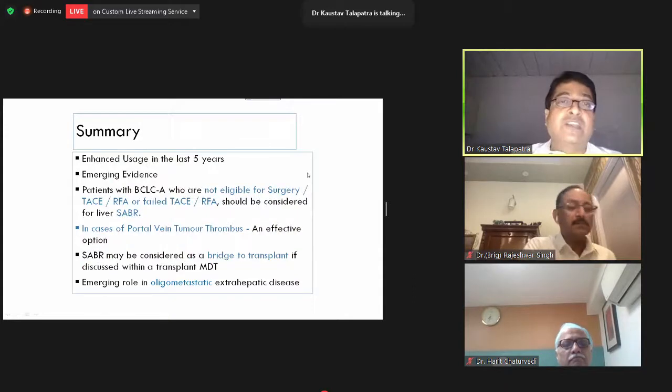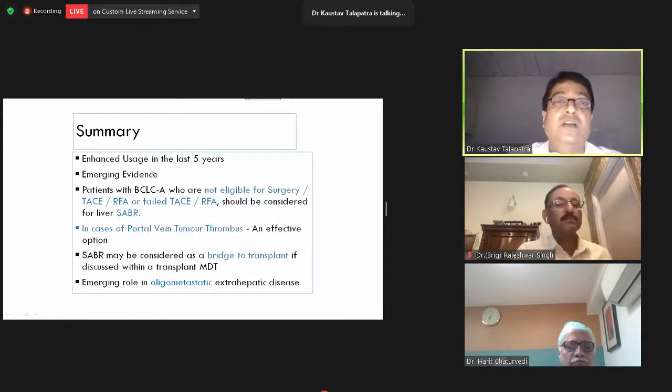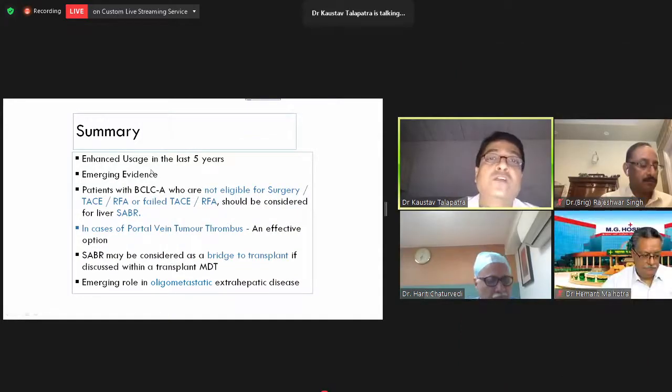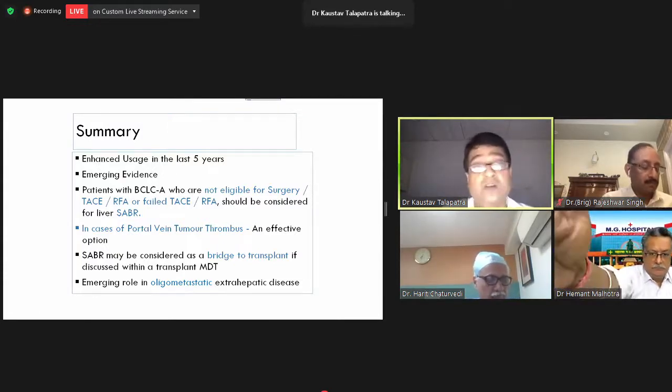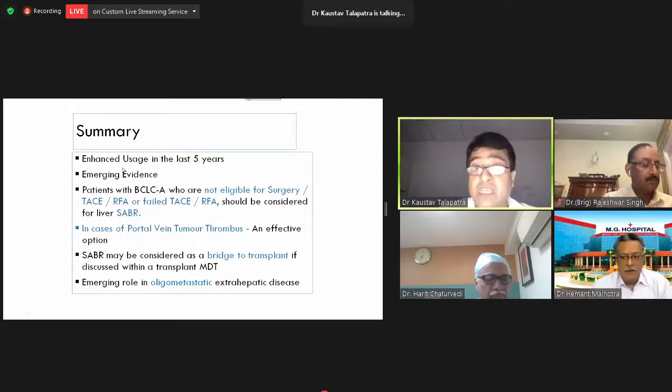So, my last two slides. Take home message: we need to do more randomized controlled trials. IAEA has embarked upon one very good trial, but not much is happening there, not many enrollments. Emerging evidence, but very useful, non-invasive, with enhanced usage in the last 5 years.